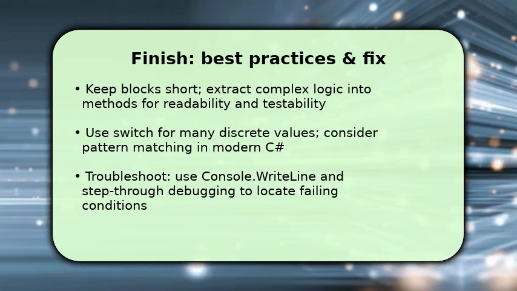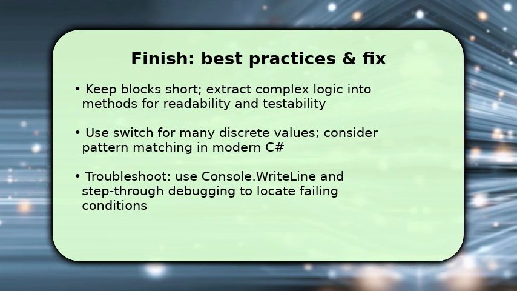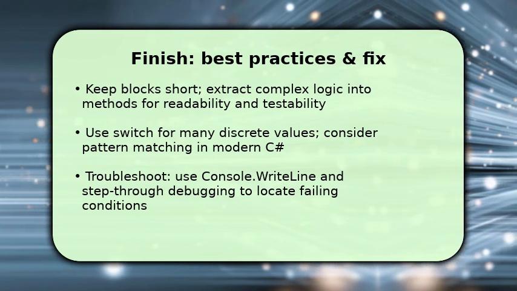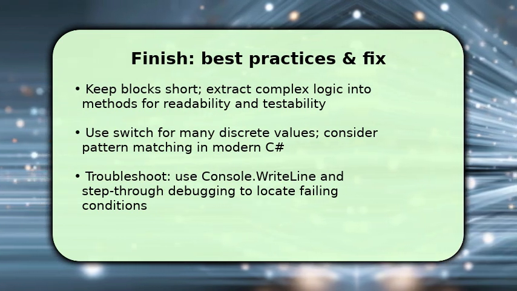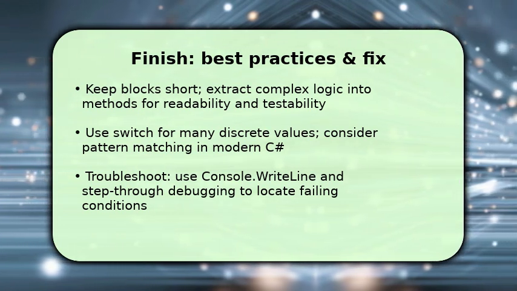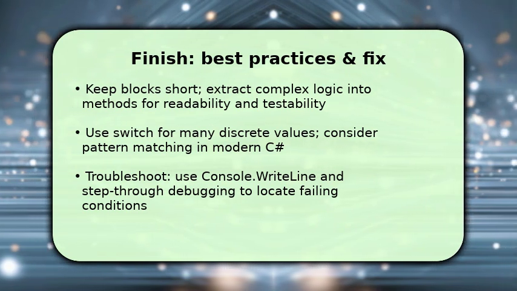Once done, add comments that explain non-obvious rules and write small tests that assert expected branches. If things go wrong, pause and reproduce the failing input, then step through with the debugger or sprinkle Console.WriteLine statements to observe variable states. That will quickly reveal incorrect comparisons or uninitialized values.